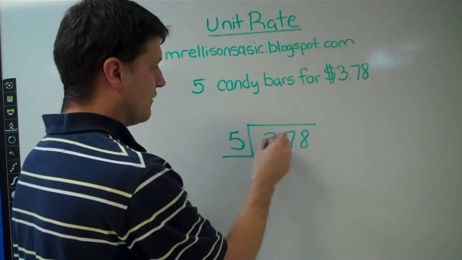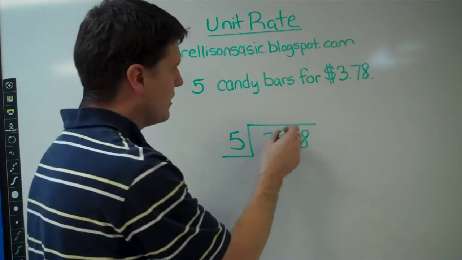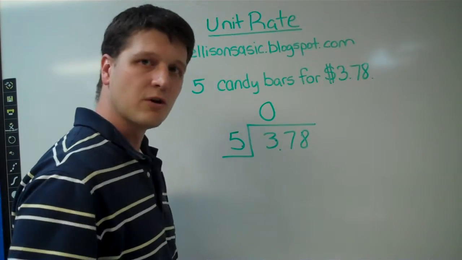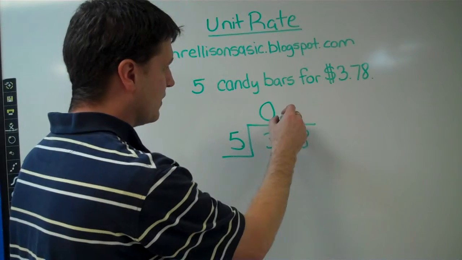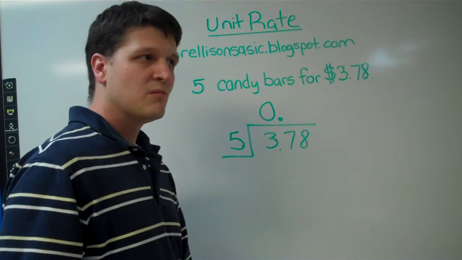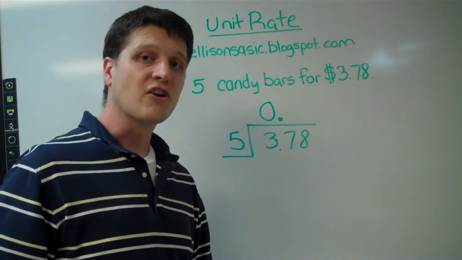So we're going to see, 5, does it go into 3? It doesn't go into it, because 5 is too big. So we'll put a big fat goose egg, or a 0, over the 3. Now we're going to put our decimal here. A 0 in front of the decimal means that it's going to be a price that's less than $1.